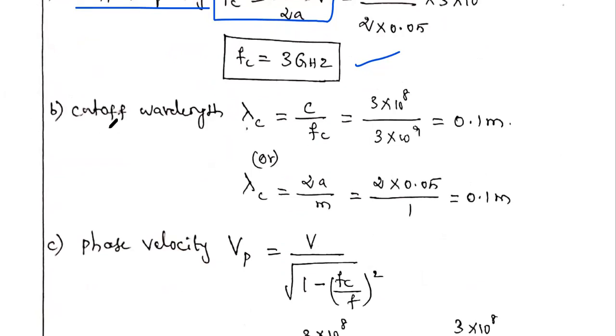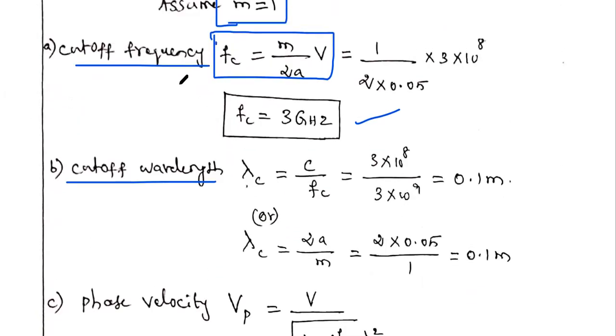Similarly, the second question, cutoff wavelength. If the frequency is calculated, the wavelength we can calculate in an easy manner. The cutoff wavelength is the ratio of c divided by Fc, that is 3 into 10 to the power 8 divided by Fc. Just now we calculated 3 GHz, so 3 into 10 to the power 9. So the answer is 0.1 meter. This is one method.